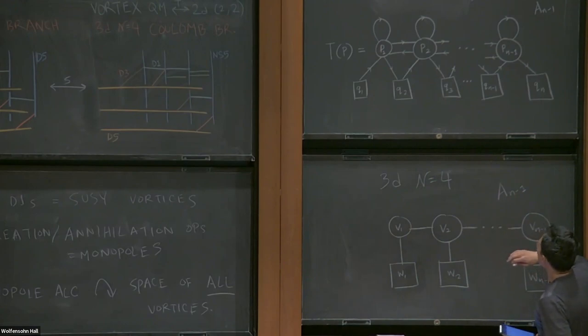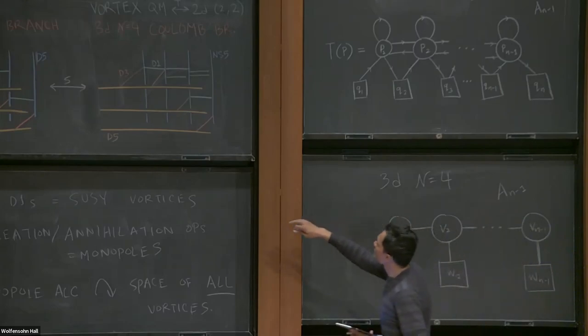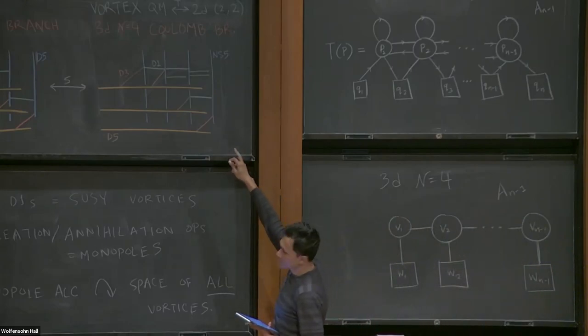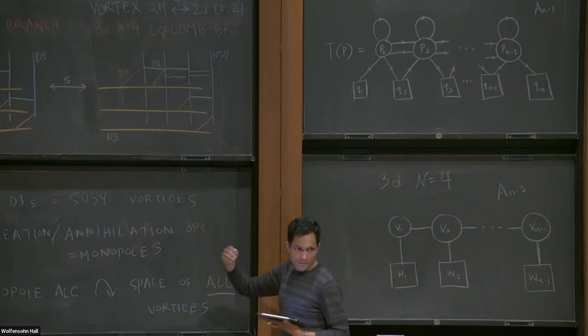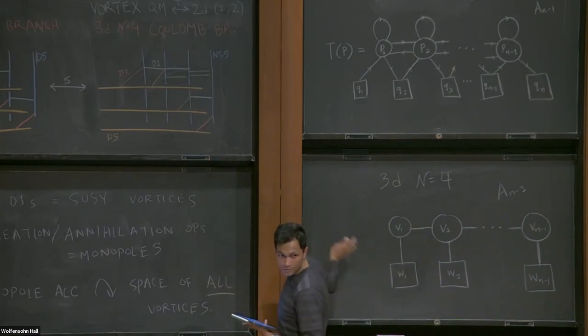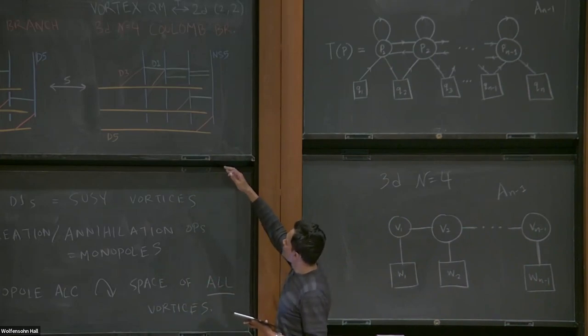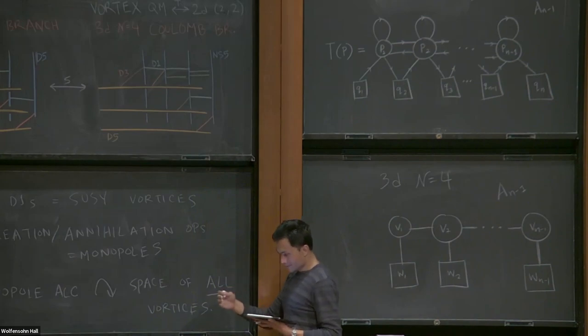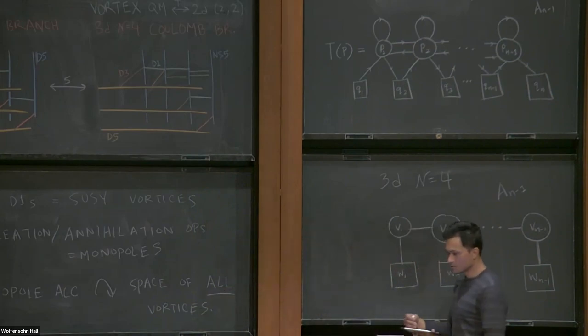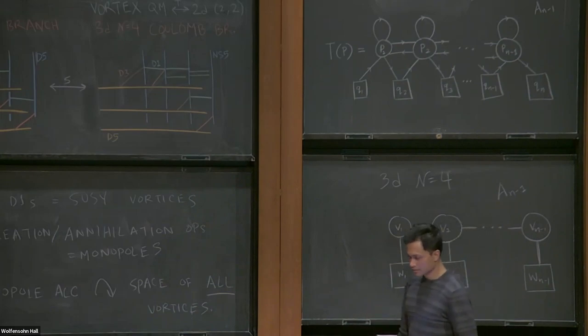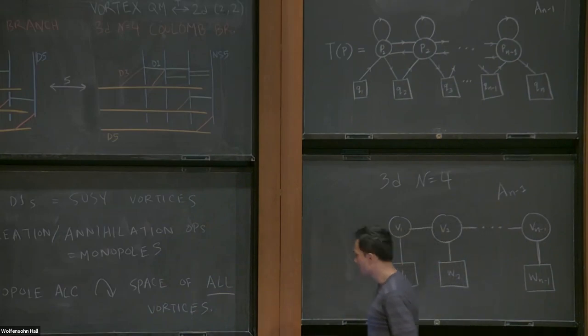There are different ways of arguing for why that is the case. For the vortices, it's kind of easy. These D1 branes are literally vortices, and D1 branes between different pairs of NS5s are charged under different gauge groups of the 3D N=4 theory. So if you have different numbers of D1s between NS5s, you get different vortex quantum numbers. When you sum this all over, you get the action of the full monopole operator algebra.